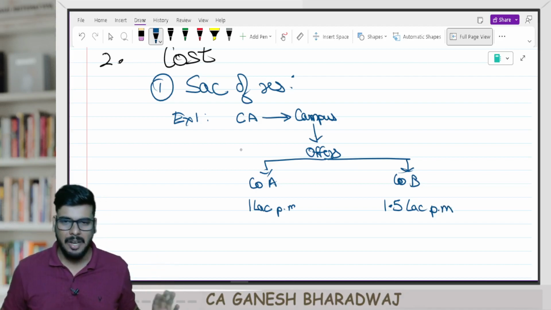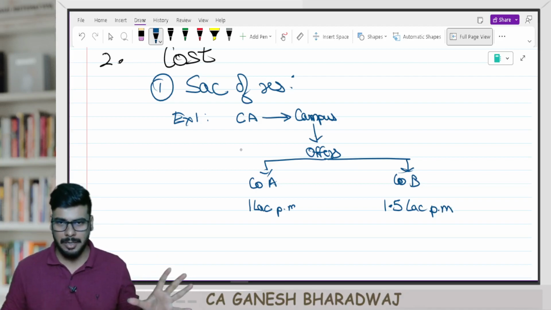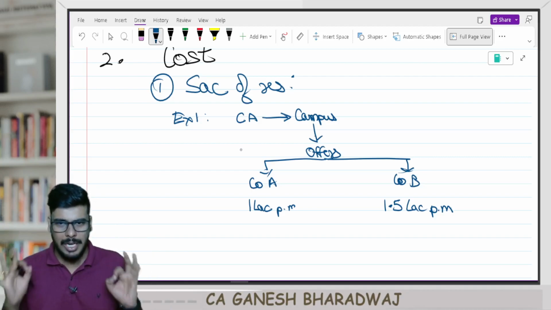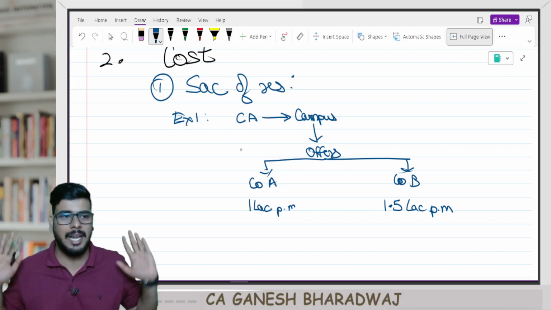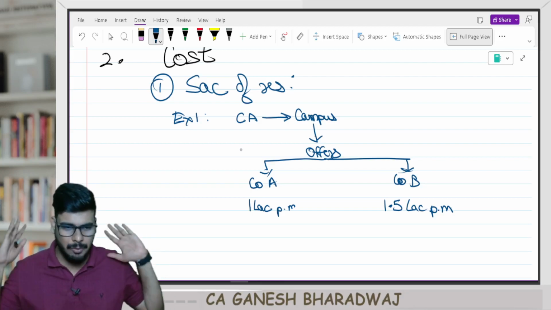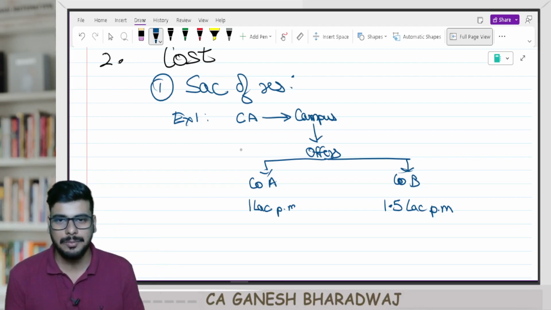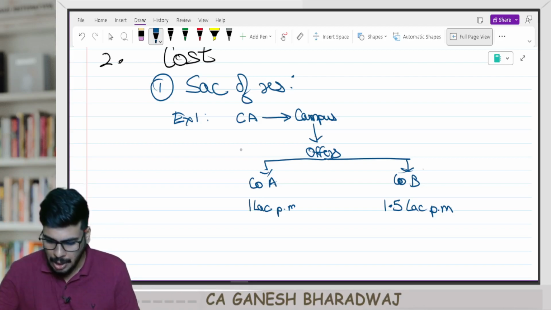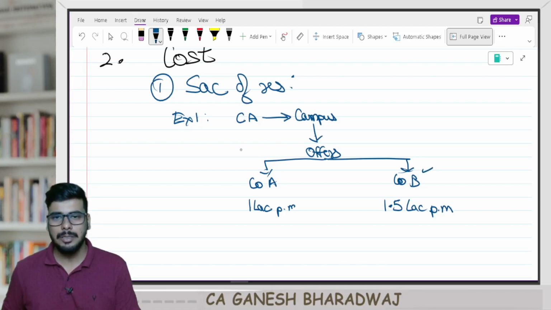Assume that work timing, work culture, the work nature, everything is same in both the companies, correct? Only difference is this particular salary. Forget costing. Right now, you tell me which company you will choose. Company B. Why did you choose company B? Come on, tell me. Salary? Salary is higher.